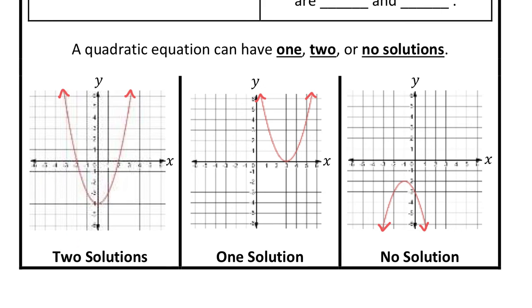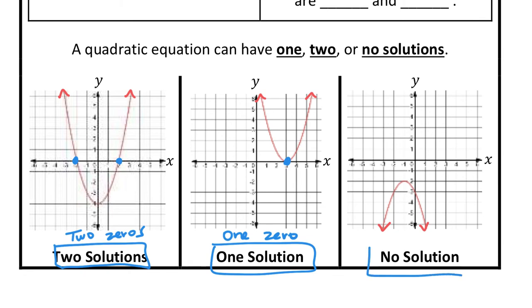Right, so if it has 2 solutions, that's referring to the number of intercepts. So it has 2 zeros, right? Two x-intercepts. If it has one solution, it has 1 x-intercept, and then no solution means that the graph didn't even intersect the x-axis. So no intersection.